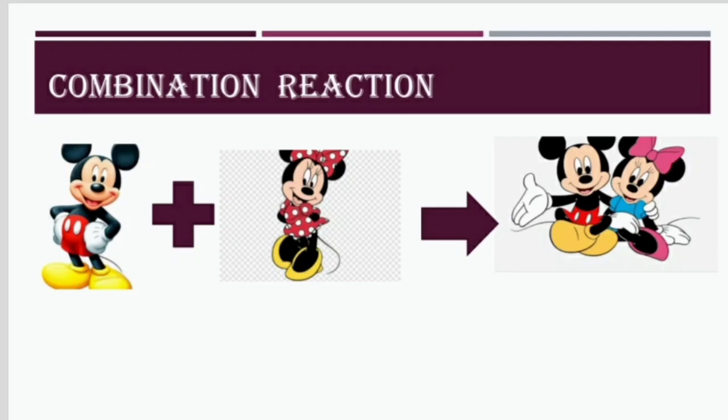Let's see a quick analogy to this reaction. Here comes our Mickey and Minnie. They are good friends. They share a lot of things in common. They group together, then they combine to form a single group. It's an example to show the combination reaction.